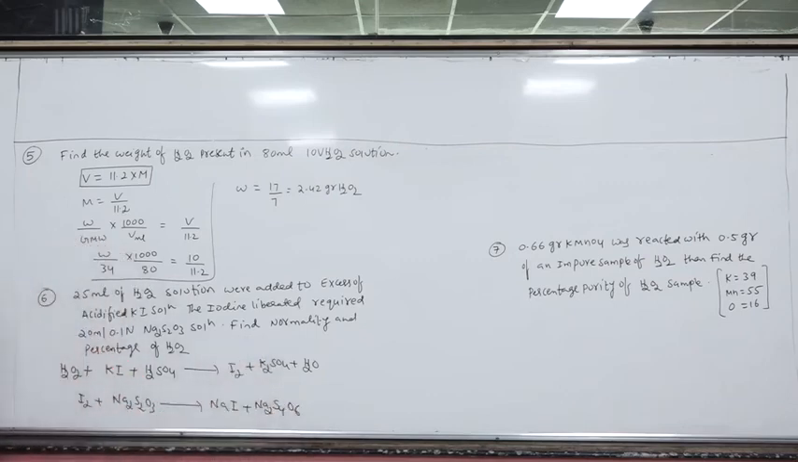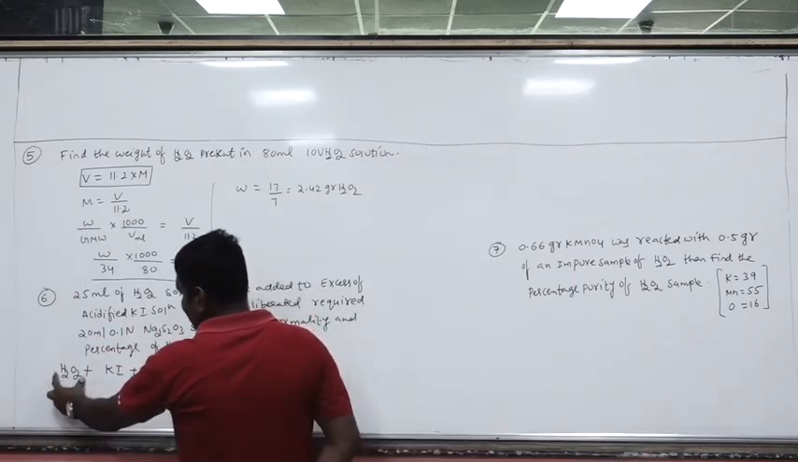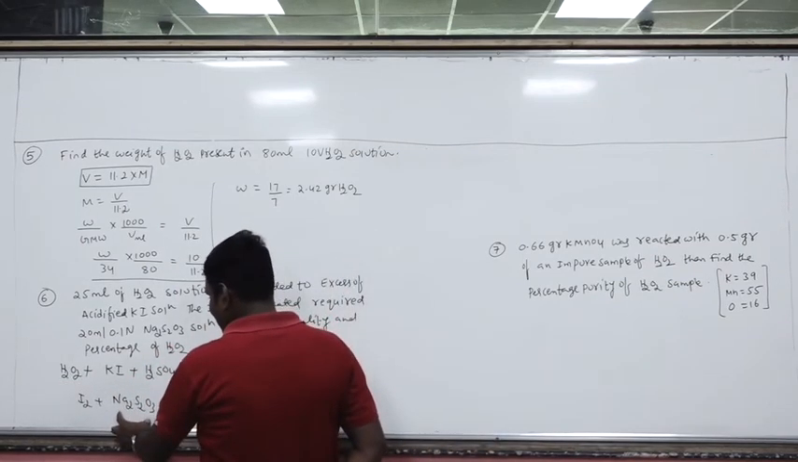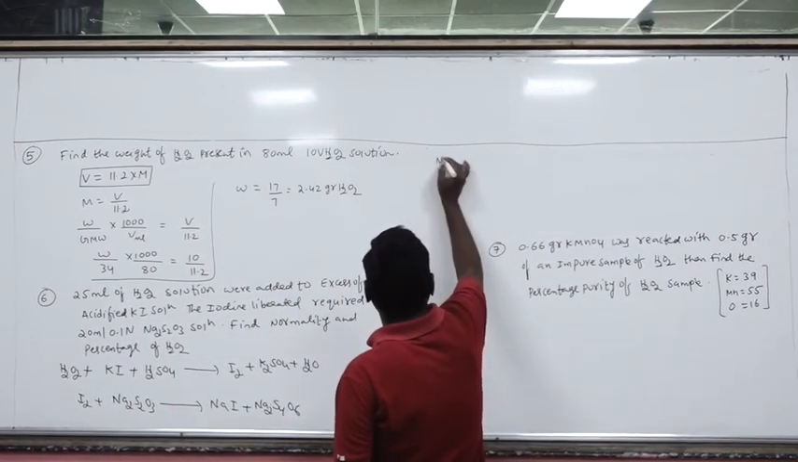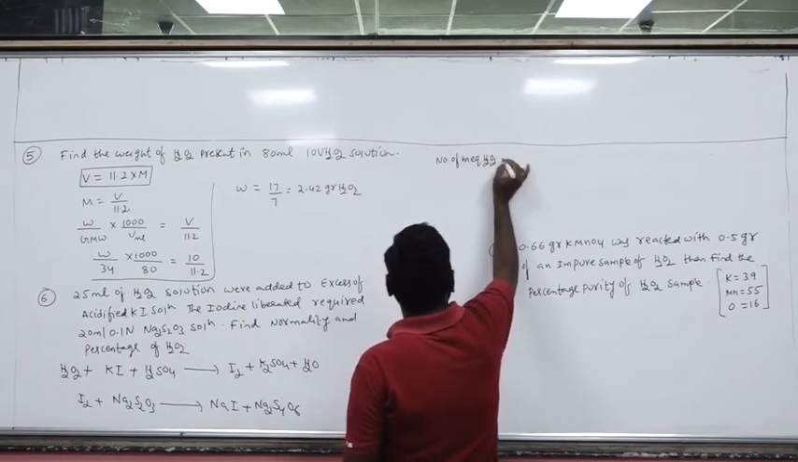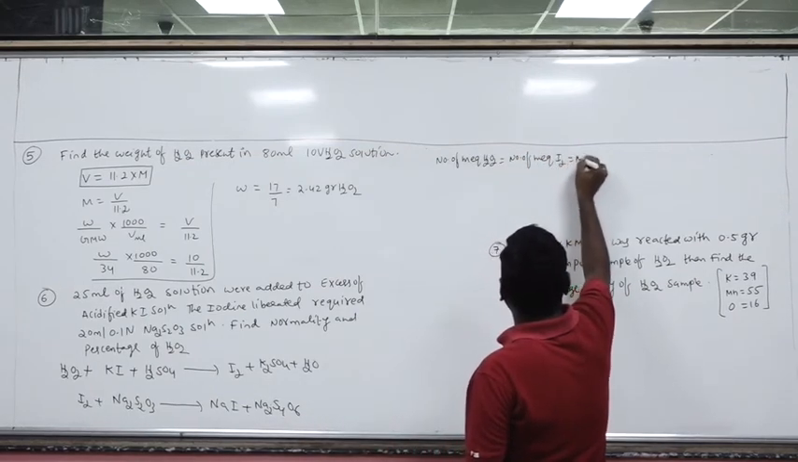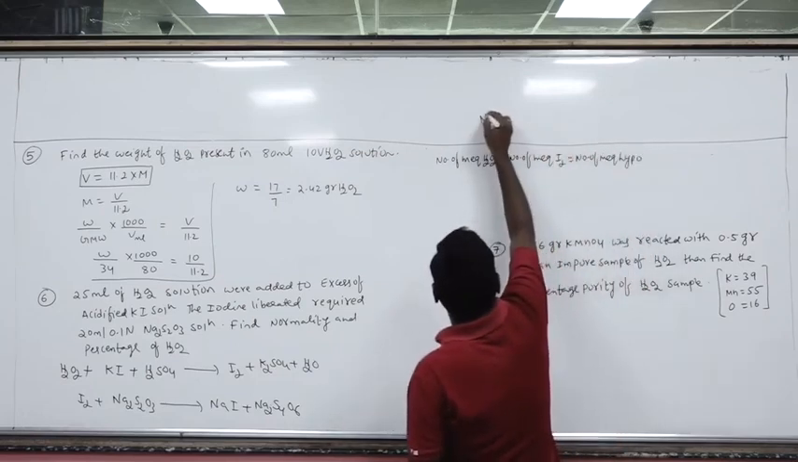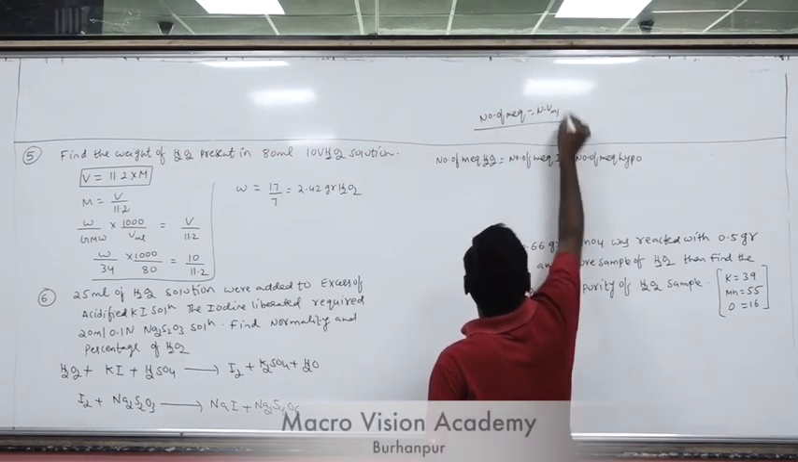Now, the concept is the law of chemical equivalence. Number of equivalents or milli-equivalents of H2O2, number of milli-equivalents of I2, and number of milli-equivalents of hypo will be the same. So I am writing: number of milli-equivalents of hydrogen peroxide will be equal to number of milli-equivalents of I2, equal to number of milli-equivalents of hypo. Do you know how to calculate the number of milli-equivalents? Yes, normality multiplied by volume in milliliter.